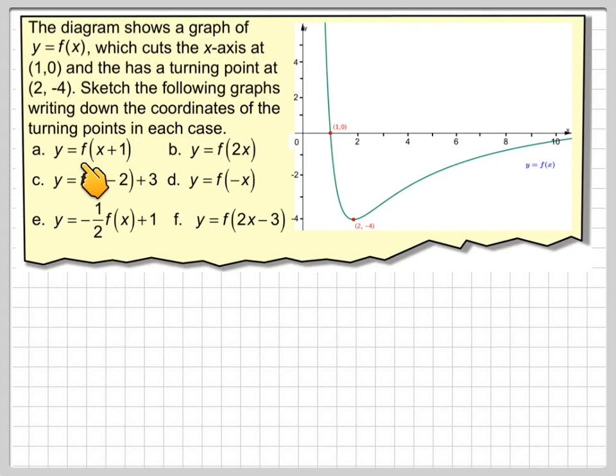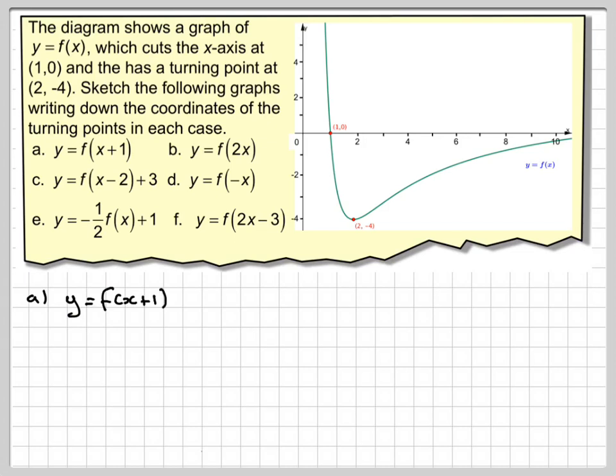So we've got y = f(x) + 1, y = f(2x), y = f(x - 2) + 3, y = f(-x), y = -½f(x) + 1, and y = f(2x - 3).